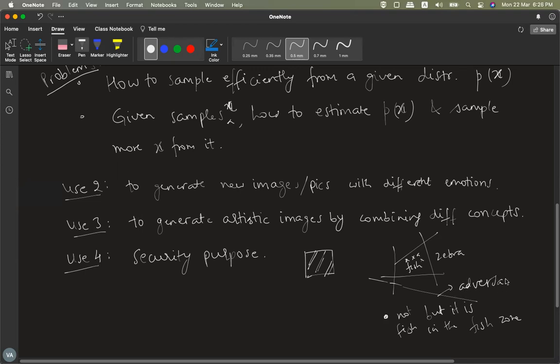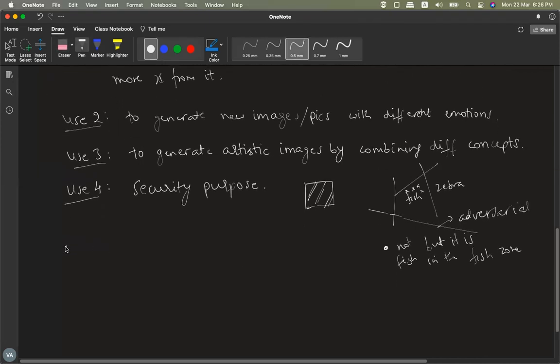They're called adversarial images. Why adversarial? Because the neural network does not know these are not fishes, right? Yes, so for security purposes, a very good application. Another utility is, what could be another utility? Another utility could be to fill in missing values.